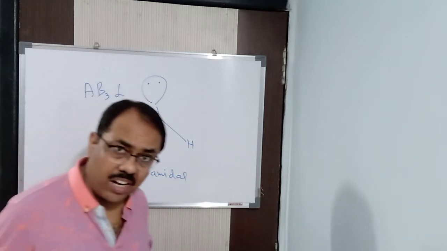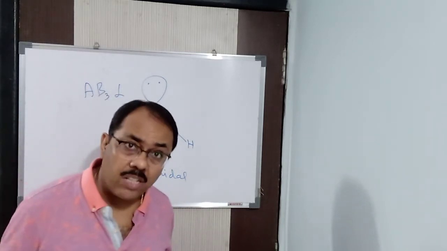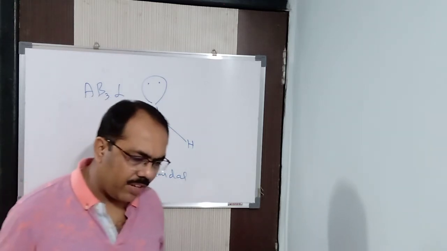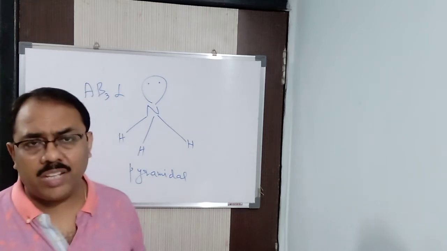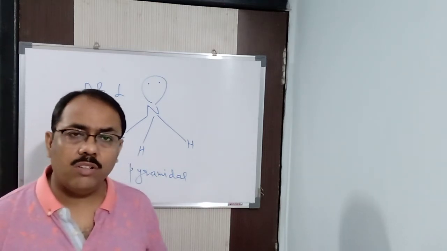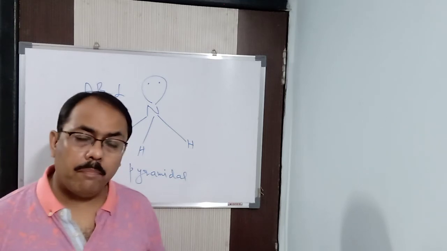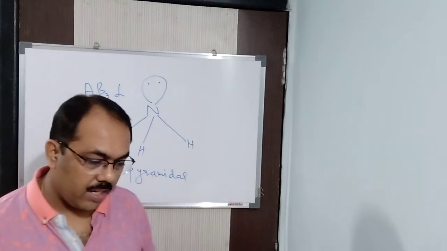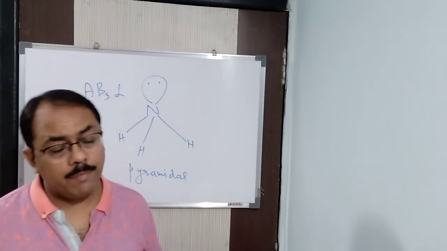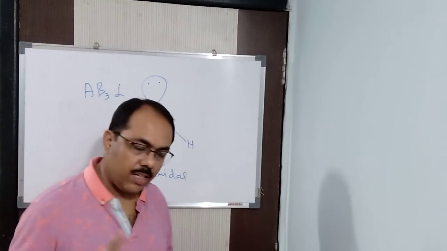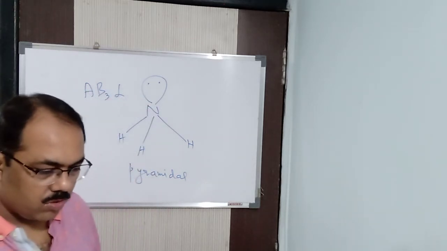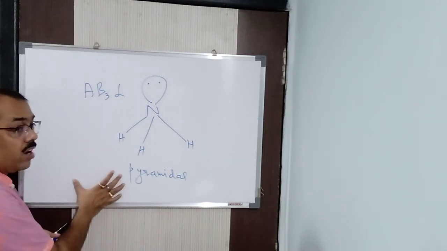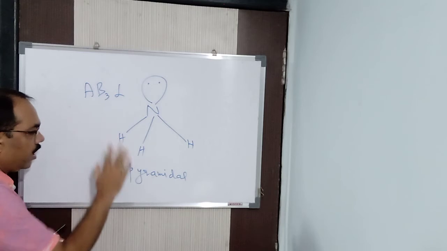AB4, you know that, it is tetrahedral. AB2L2, I told you, is bent shape or V shaped. And AB3L is pyramidal. So are we having only one molecule? No, there are several molecules. I am giving just one example. It can be PCl3, NCl3, NH3, NF3, or PH3, so many we can have. It can be H3O plus also, the hydronium ion, which also comes under pyramidal. We also call it trigonal pyramidal, no doubt about it.